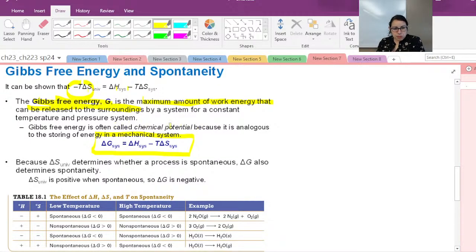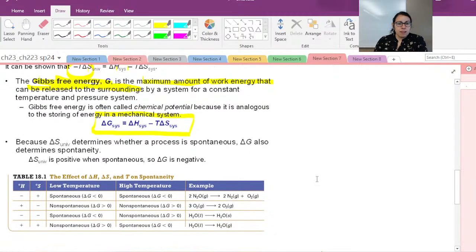And so sometimes it can be thought of as chemical potential. I usually just think of that as kind of our enthalpy plus entropy positions, and the overall sum of that and what energy is available. And so this all kind of makes sense too, looking at the units of what we're given.